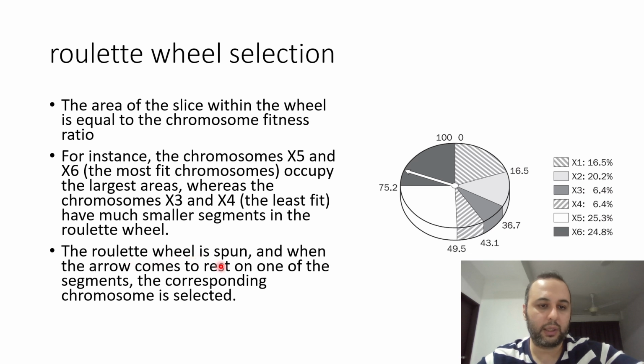The roulette wheel is spun, meaning it rotates, and when the pointer comes to rest on one of the segments, the corresponding chromosome is selected. The corresponding chromosome will be selected. For example, here is X6.